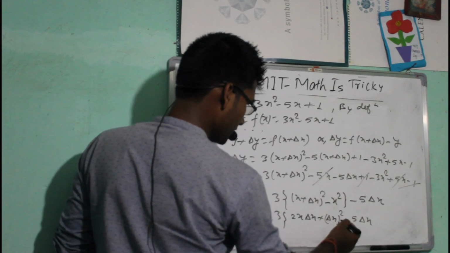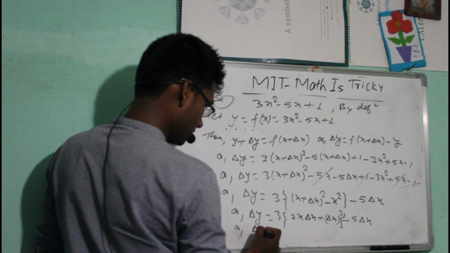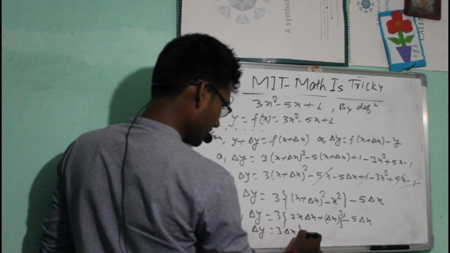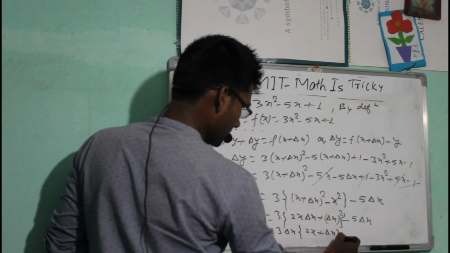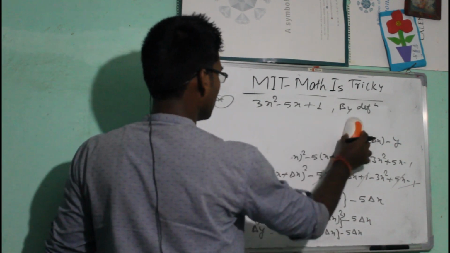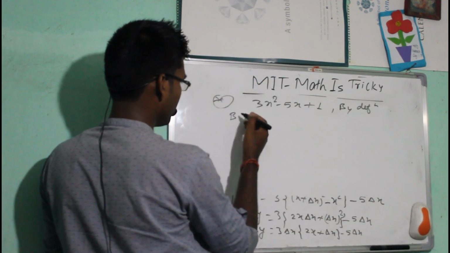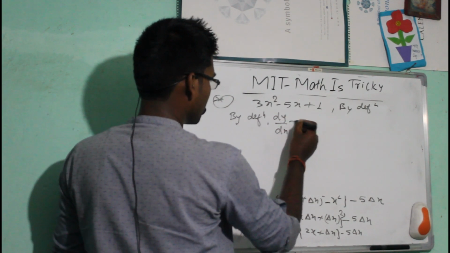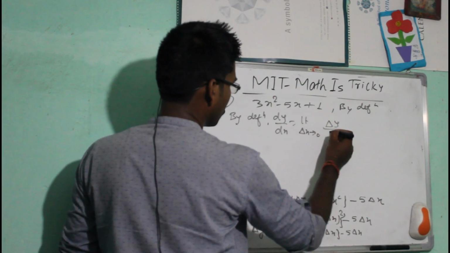So if we simplify further, we get delta y equals 3 times delta x is common, 3 delta x, so remaining is 2x plus delta x minus 5 delta x. Let me write it out now. So now we have the value of delta y. Now by definition we can write dy by dx equals limit delta x tends to 0 of delta y by delta x.